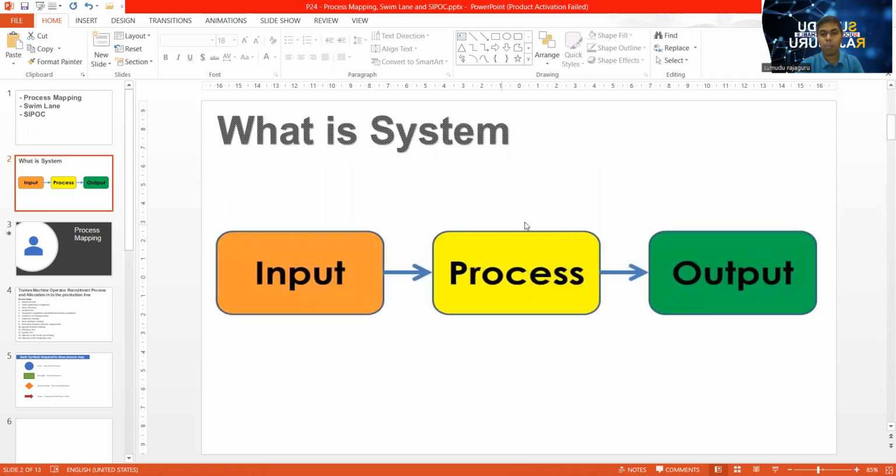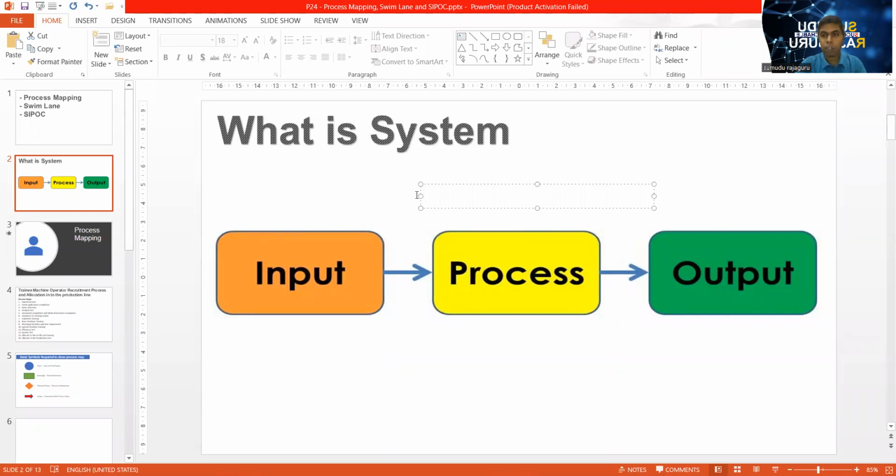Before we talk about process mapping, this is called the system. You can see the process in the middle, then input, and output at the other end. That means if we give input to the process, that process will create the output. When we talk about the process, there can be several other supportive elements also.